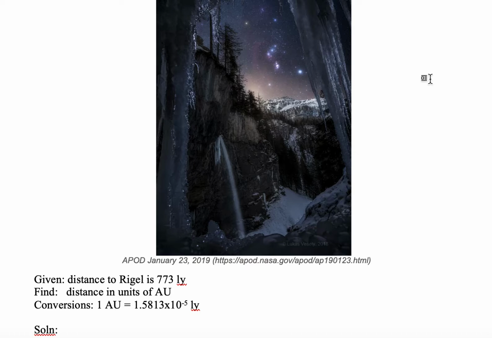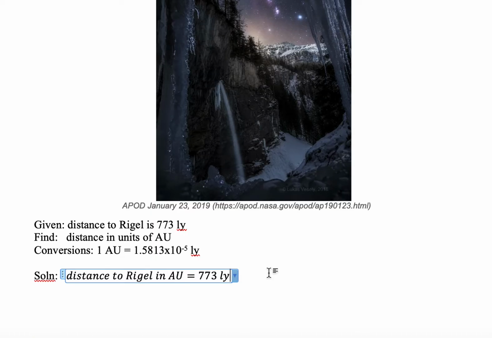Well, we need to know a conversion, so we look it up in Google that an astronomical unit is 1.5813 times 10 to the minus fifth light years. That's our conversion. Now we want to solve this problem. What is the distance to Rigel in units of astronomical units given the distance in units of light years? So we start with what we want. We want the distance to Rigel in units of astronomical units. So we equal that to 773 light years, as that's what we are given.